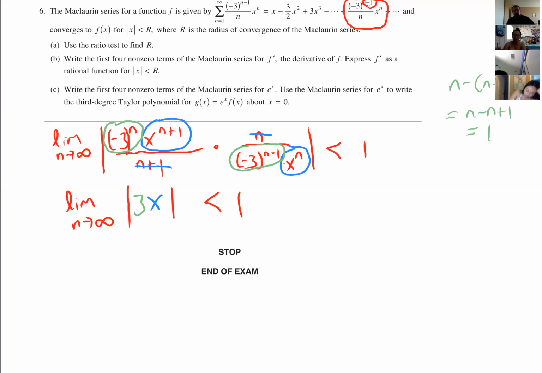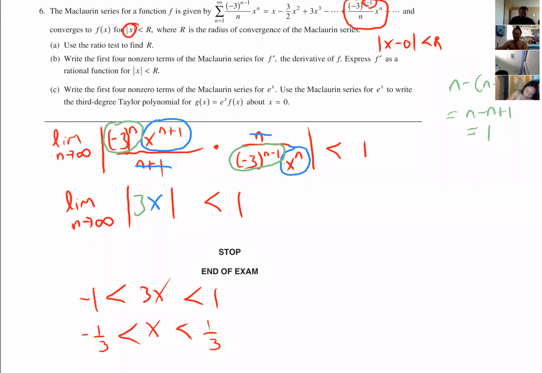So to say the absolute value of 3x is less than 1, that's the same as saying 3x is between -1 and 1. So just solve this equation for x. And this is centered at 0, because this is x minus 0 in disguise. So 0 would be the center. So it has a distance of 1/3 to either endpoint. So the radius of convergence, I'll call it r, would equal 1/3.